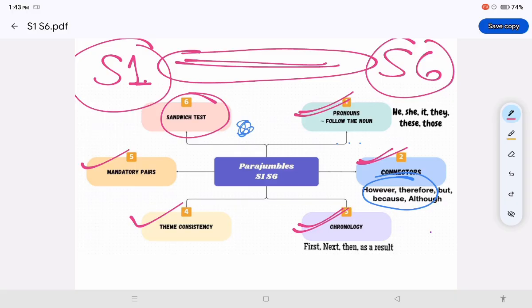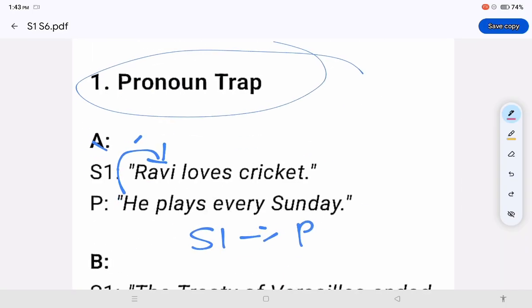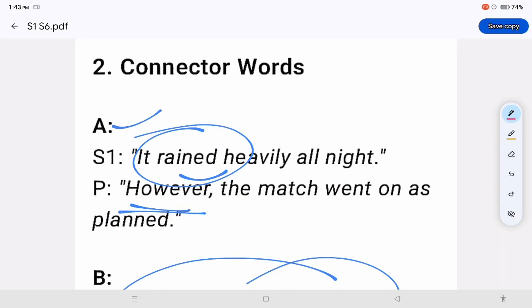So read the chosen order after you have connected, okay, S1, and then for example we have P, R, S, Q, and then S6. This is an example. After you have fixed the arrangement, read your chosen order, the whole chosen order from S1 to S6. If it feels jumpy or broken somewhere, know that this doesn't fit properly, then look for other options. But when you find, okay, yes, S1, P, R, S, Q and then S6 sounds well put together, that means this is correct.